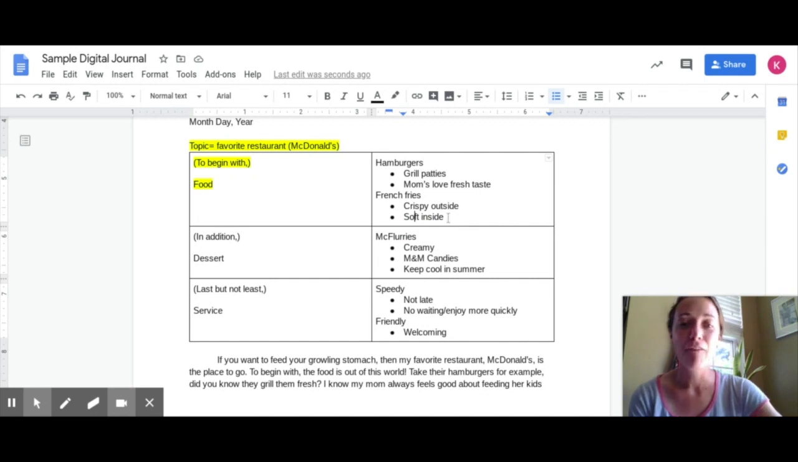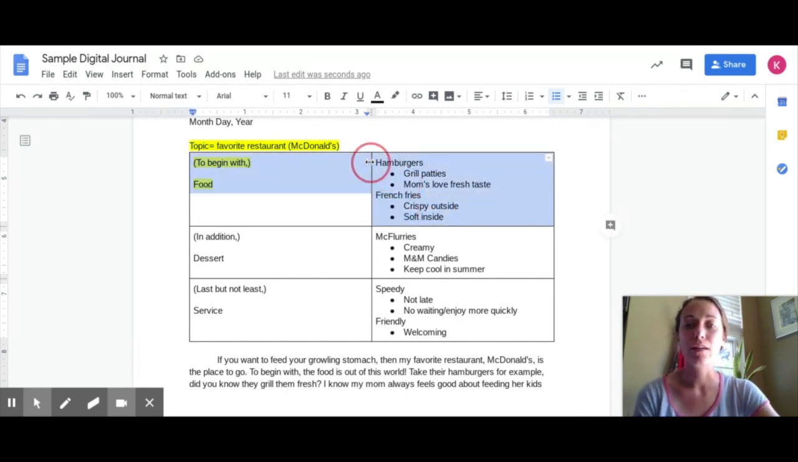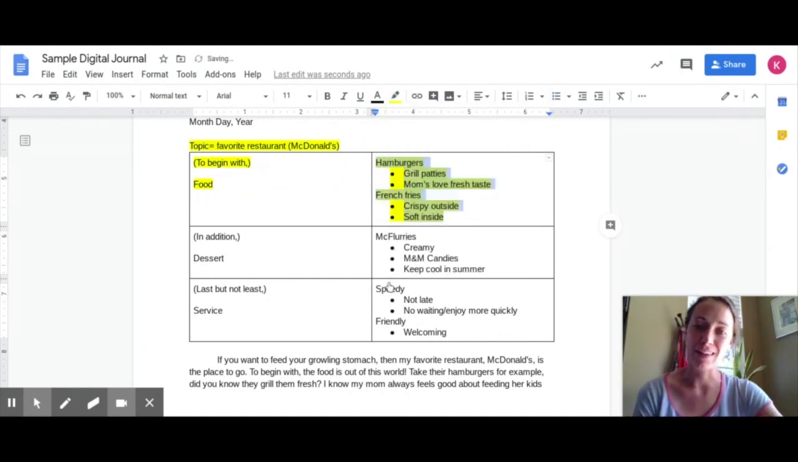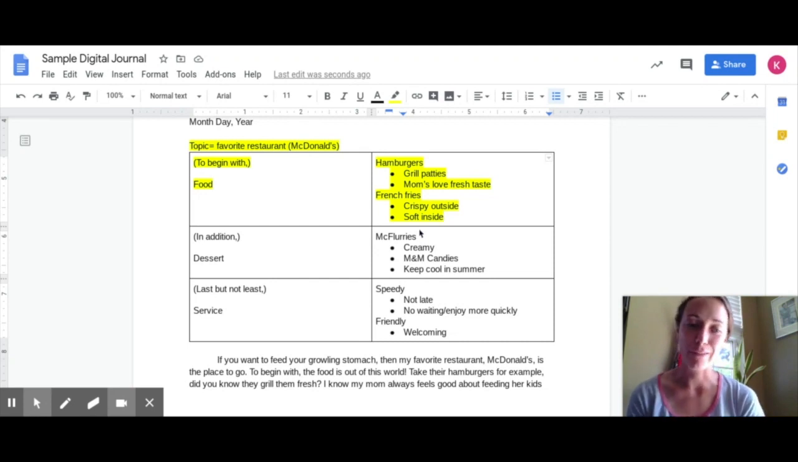Since I've covered all of my details in my first big idea, I'm going to go ahead and highlight that to remind me that I've already written that in my essay. As you can see, our plan is getting more and more colorful because as we continue to write our essay, we're going to use more and more of our plan. What would be the next thing that I would write about in my essay?